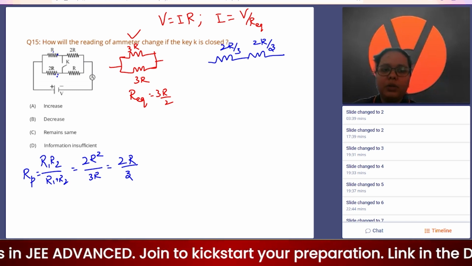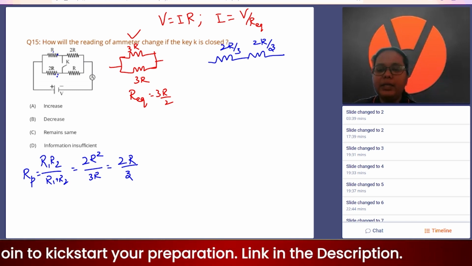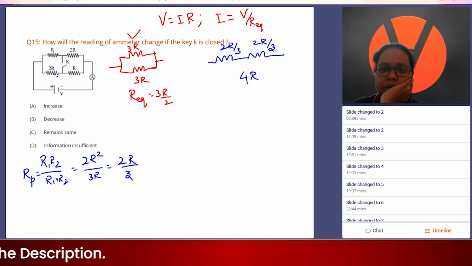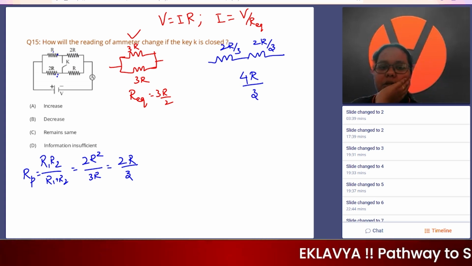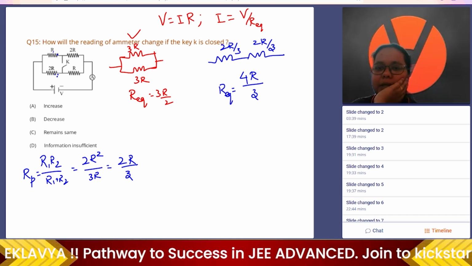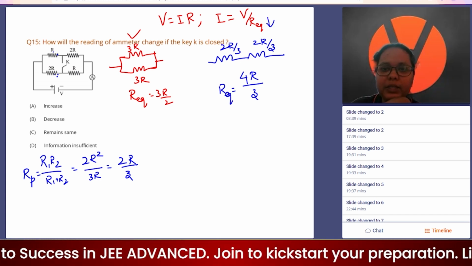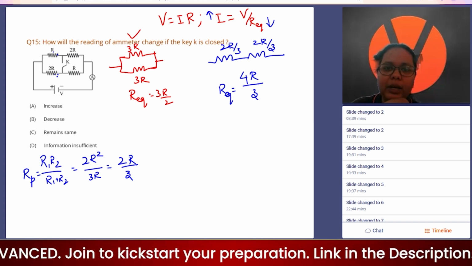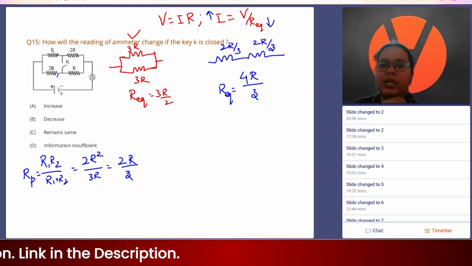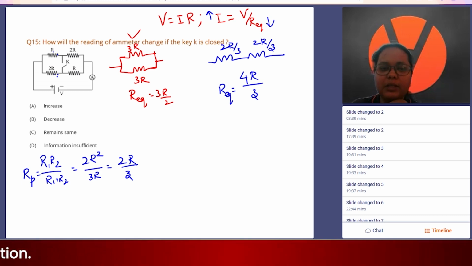Now these two are in series combination, so we need to add. What we will get is 4R by 3. So what is happening now? Equivalent resistance is getting decreased. If your equivalent resistance decreases, then current will increase. The question is when the key is closed. After the key is closed, the net resistance decreases, thereby the current will increase according to Ohm's law.